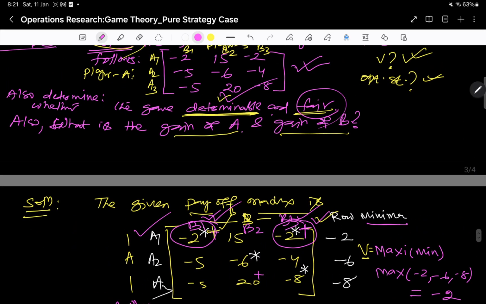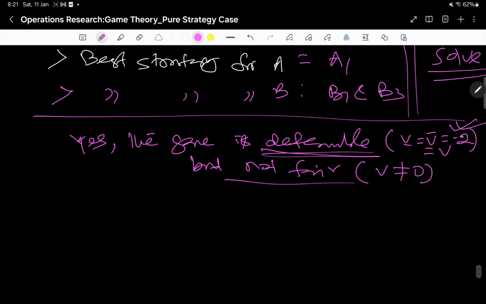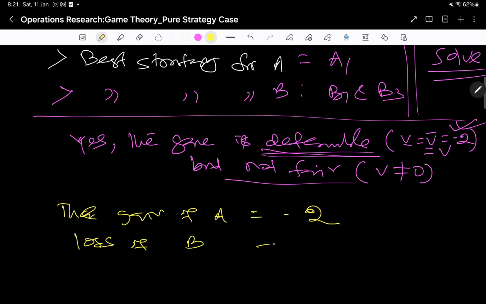The next question is, what is the gain of A? You see here, this is minus 2. So the gain of A is minus 2 here. This payoff is given from the point of view of A. So the gain of A is equal to minus 2. What is the loss of B? The loss of B is the gain of A, minus 2.